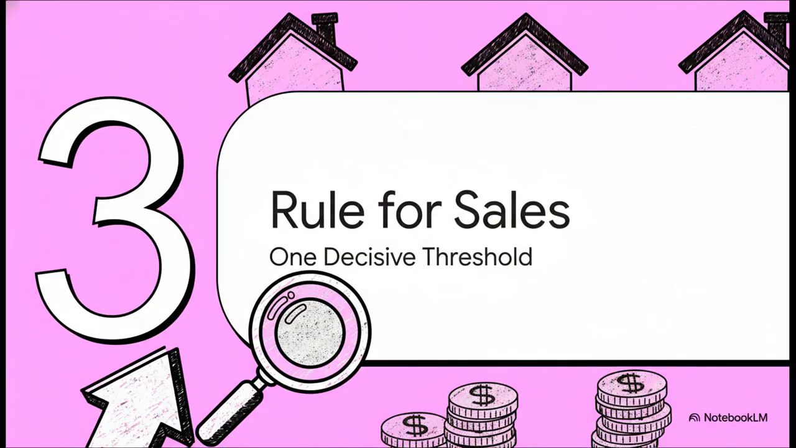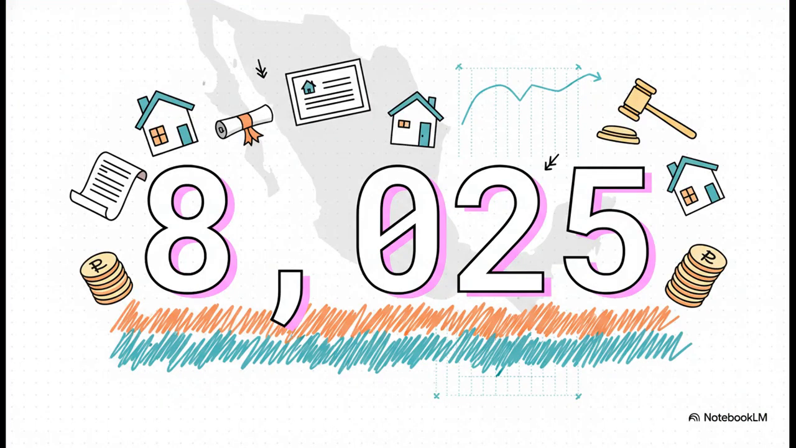Okay, let's switch gears and talk about property sales. Now, unlike that two-step dance for leasing, sales are, thankfully, a lot more straightforward. For sales, you're really just looking for one single, decisive number. And this is it. This is the number that matters for every single sales deal you do. 8,025 UMAs. If you're going to memorize one threshold for sales, this is the one.